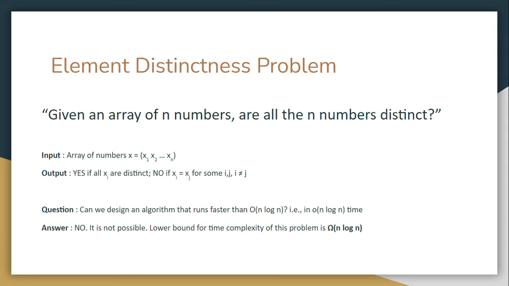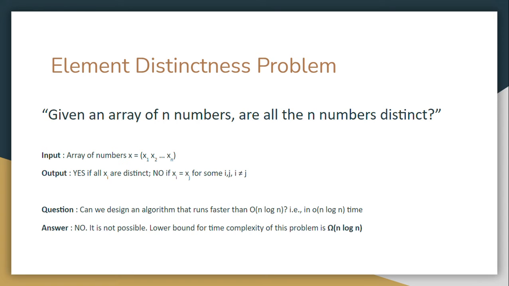Let's have a look at the element distinctness problem first. The problem asks that if we are given an array of n numbers, are all the n numbers distinct? So we can say that if the input is an array of numbers, let's say X of n elements, the output should be yes if all the elements in X are distinct, and no if at least two elements are equal, that is all of the elements are not distinct. So the output should be a no.